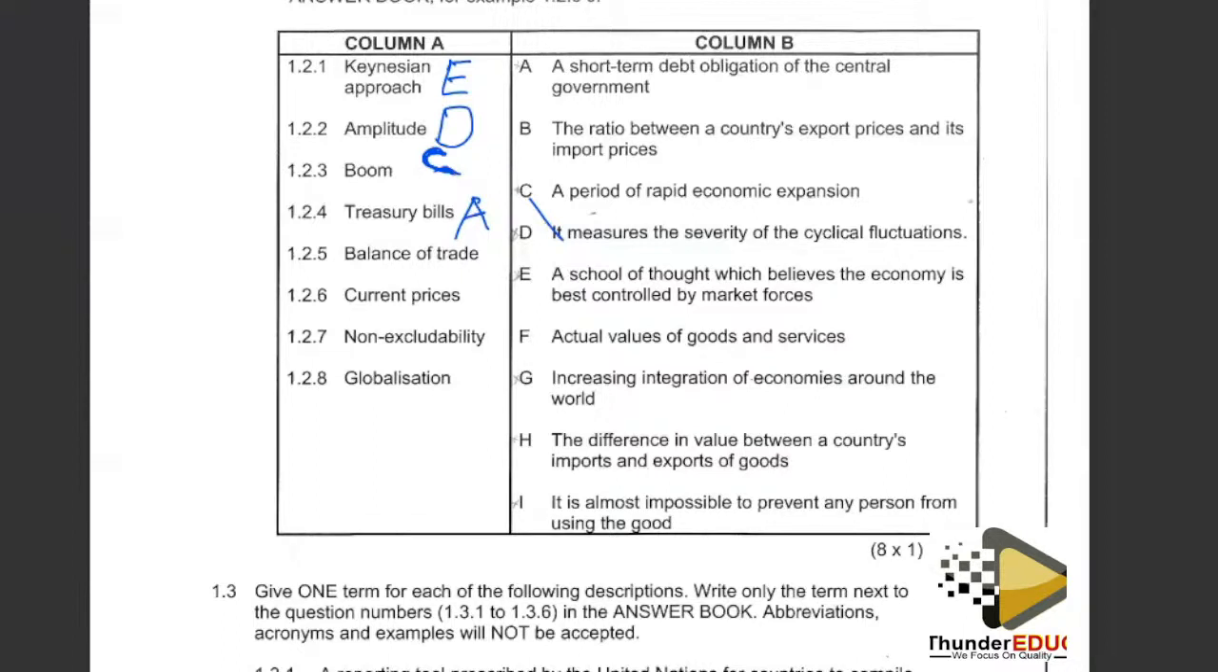So now we have balance of trade. What do we mean by this balance of trade? The balance of trade that we are referring to is the difference in value between a country's imports and exports of goods and services. Meaning this balance of trade records the transactions pertaining to imports as well as exports. What do we mean by imports and what do we mean by exports?